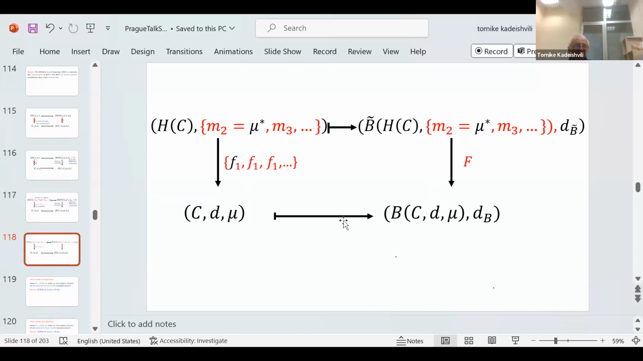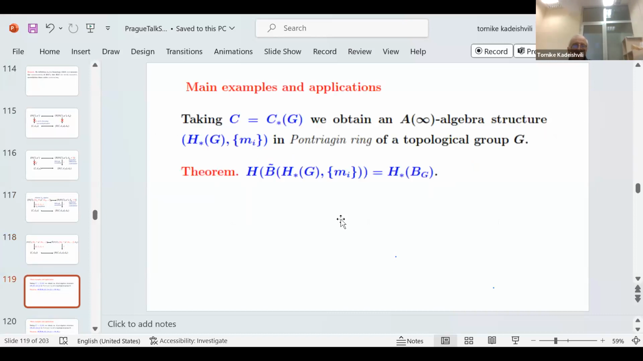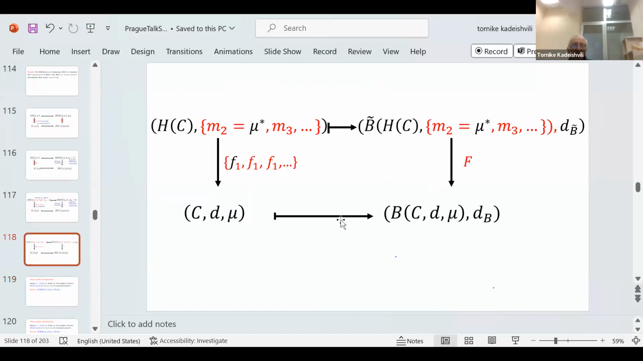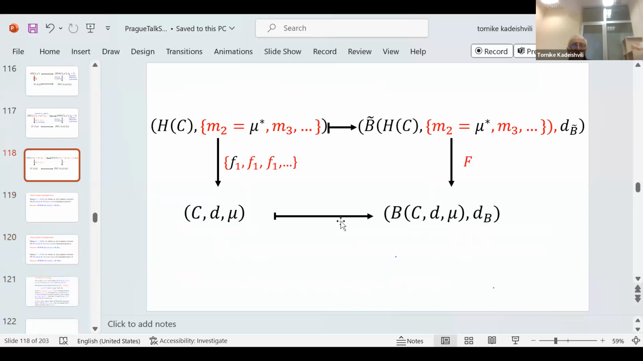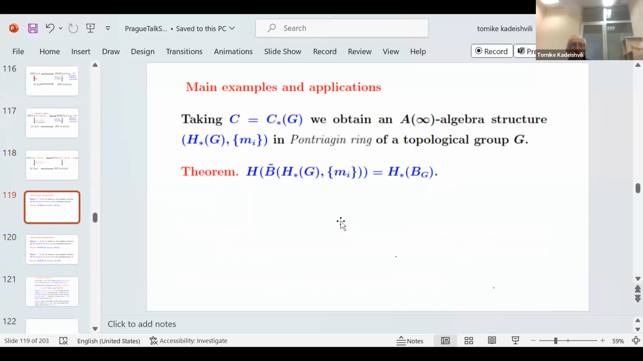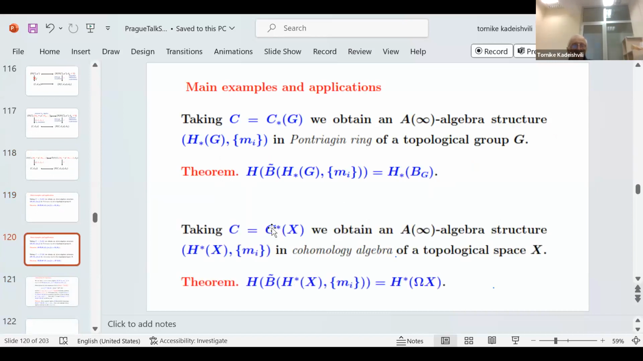This is the picture which shows us the last thing. So our aim is that if we have a differential algebra, in its homology appears an infinity. What is a differential algebra? A differential algebra is the co-chain complex of a topological space. In it appears an infinity, and the bar construction of H and the bar construction of C, they have the same homologies.